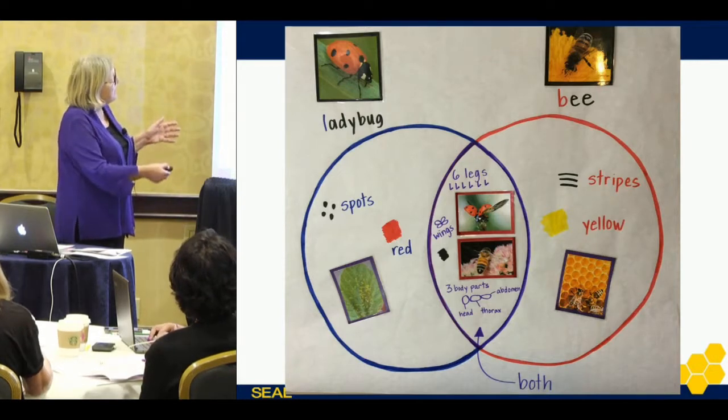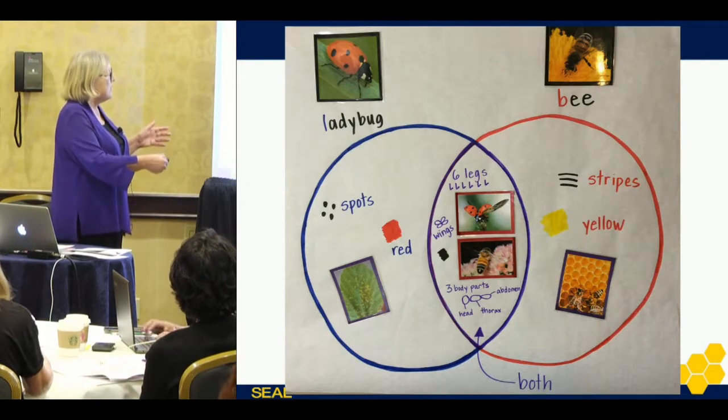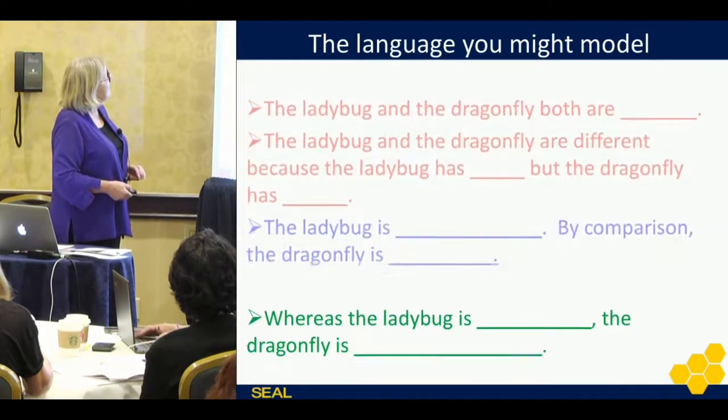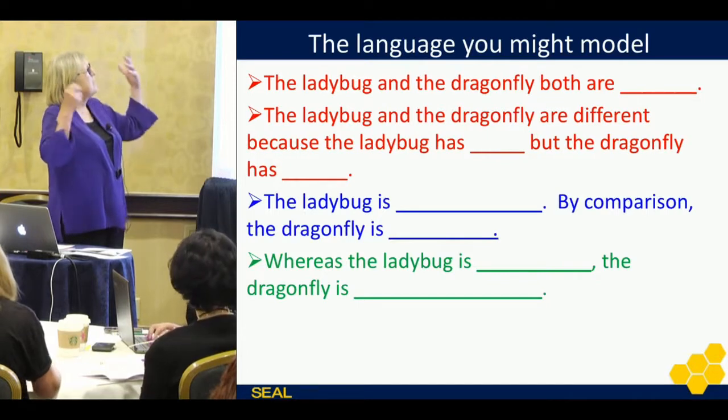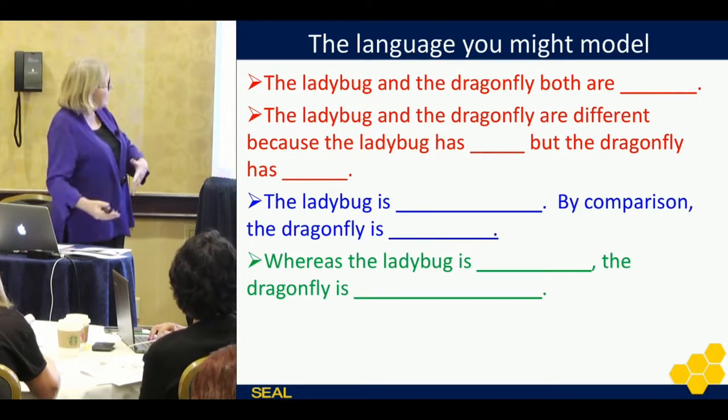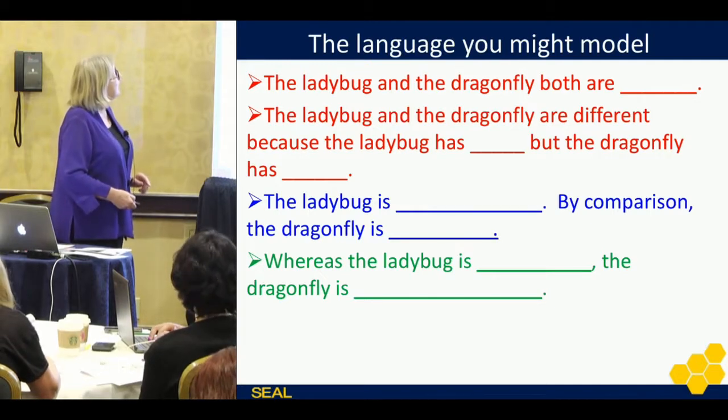Comparing the ladybug and the bee. What's the same? What's similar? What's unique? What's different? As kids do their sorting and talking. And the language you would be using would be this and this, or both have this, or they're different because, whereas this has this, that has that. That's the language you're developing.